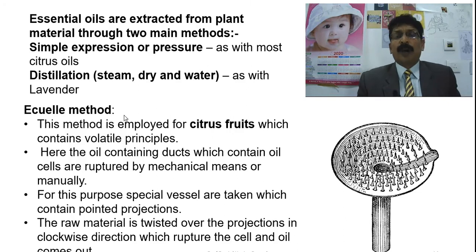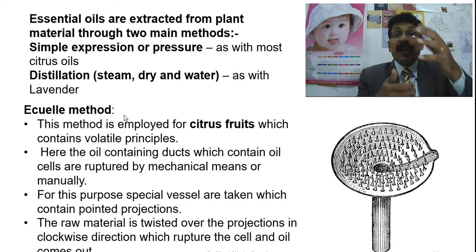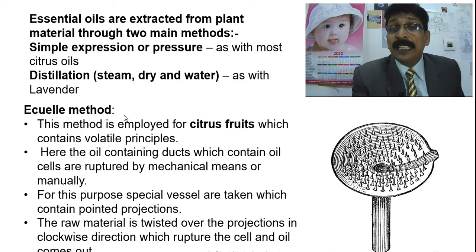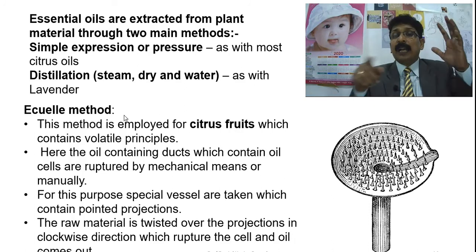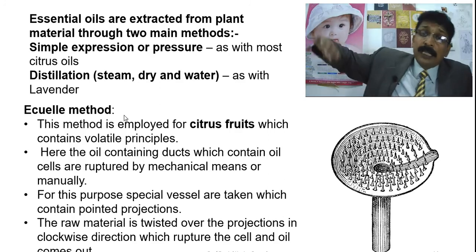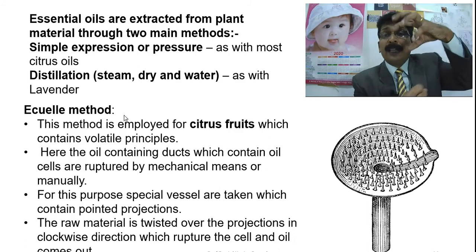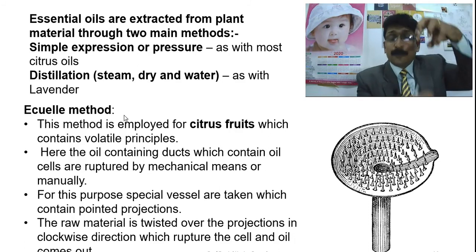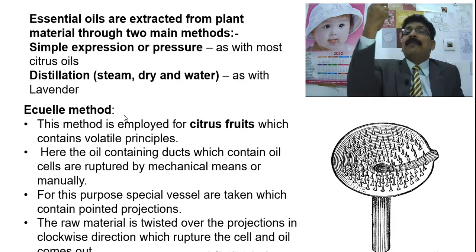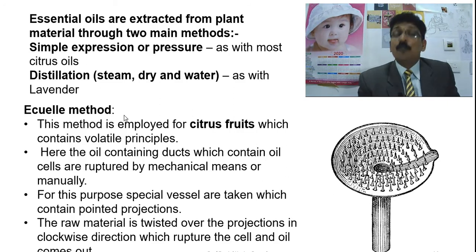are ruptured by mechanical means or manually. You can see a diagram which is round, having some sharp needle-like points, and there is one duct for the flow. When the needles pinpoint the oranges or citrus fruit, the oils from the skin can be taken into that duct and collected like a funnel, in a tube at the bottom.